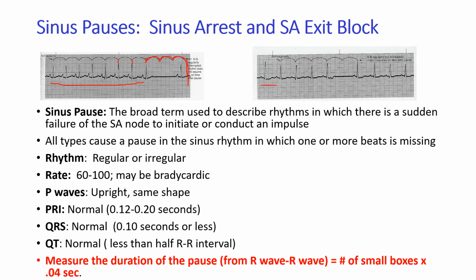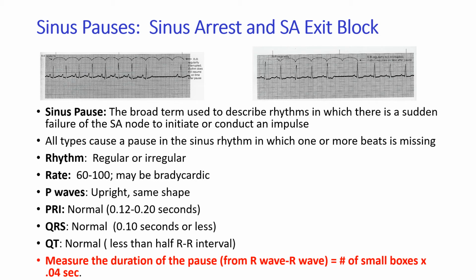Whereas a sinus exit block, it's as if you just took away one QRS, and when it came back, it came back right on time. So these are missing sinus beats, but a sinus arrest, it just didn't come back on time, whereas in sinus exit block, it did.